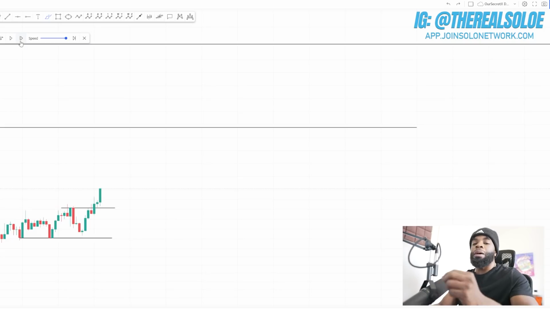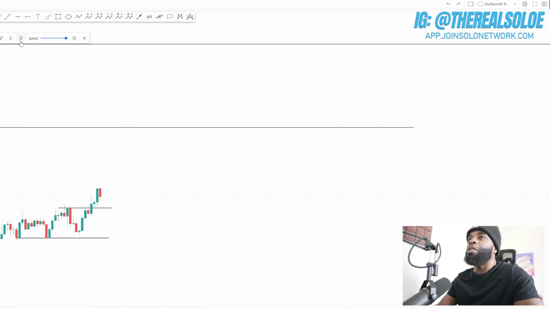So now that we got a break of structure, do we take our buy now? No, we actually wait for the market to pull back because we want to make sure that this is a valid uptrend. So what we're going to do is just sit here and wait on a pullback. Now in this pullback, when you guys decide to get in a trade, this is what you need to do.